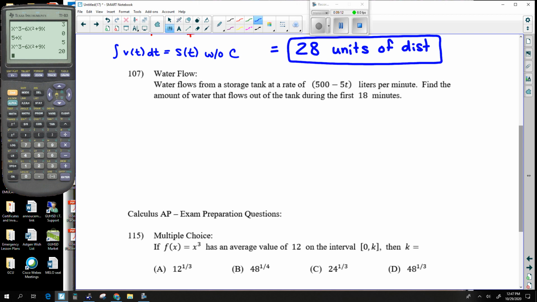Okay, water flows from a storage tank at a rate of, okay, so this is the rate. So kind of think of this as being a velocity. This is a rate, liters per minute. Find the amount of water. The amount of water is kind of like a position. Find the amount of water that flows out of the tank during the first 18 minutes. So the first 18 minutes would be from 0 to 18.